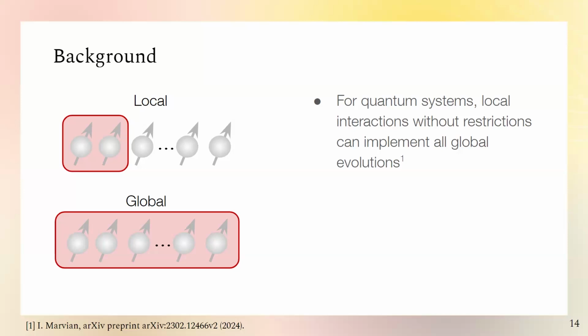For quantum systems, it was found that local interactions without any restrictions can implement all global evolution. So you have a global evolution that operates on your system, some combination of local interactions will achieve the exact same effect. However, when you apply a restriction in the form of a symmetry and moreover a non-abelian symmetry, this is no longer the case. For some global evolution, we can't use some combination of local interactions to realize it.